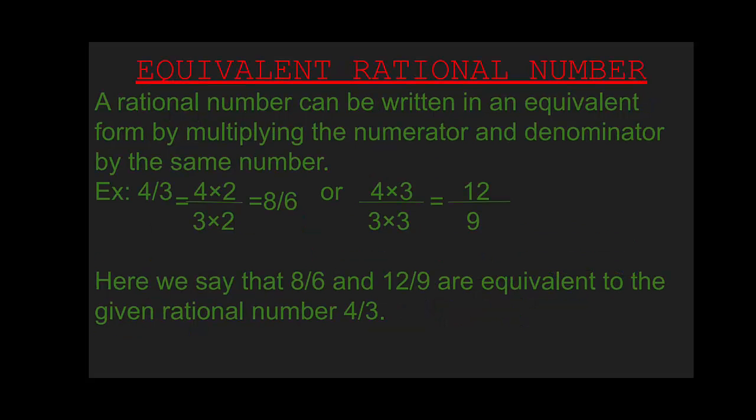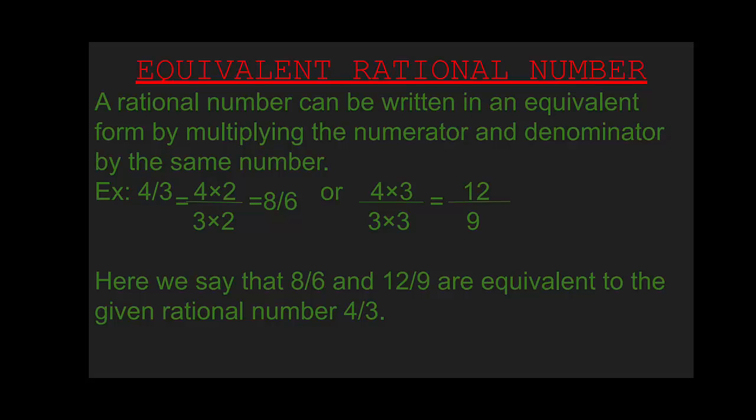Equivalent rational numbers. A rational number can be written in an equivalent form by multiplying the numerator and the denominator by the same number. One example is 4 by 3. If you multiply by 2 on both the numerator and the denominator, you will get 8 by 6. Also, if you multiply by 3, you will get 12 by 9. So we can say that 8 by 6 and 12 by 9 are equivalent to the given rational number, which is 4 by 3. Because if you cancel, you will get the same rational number.